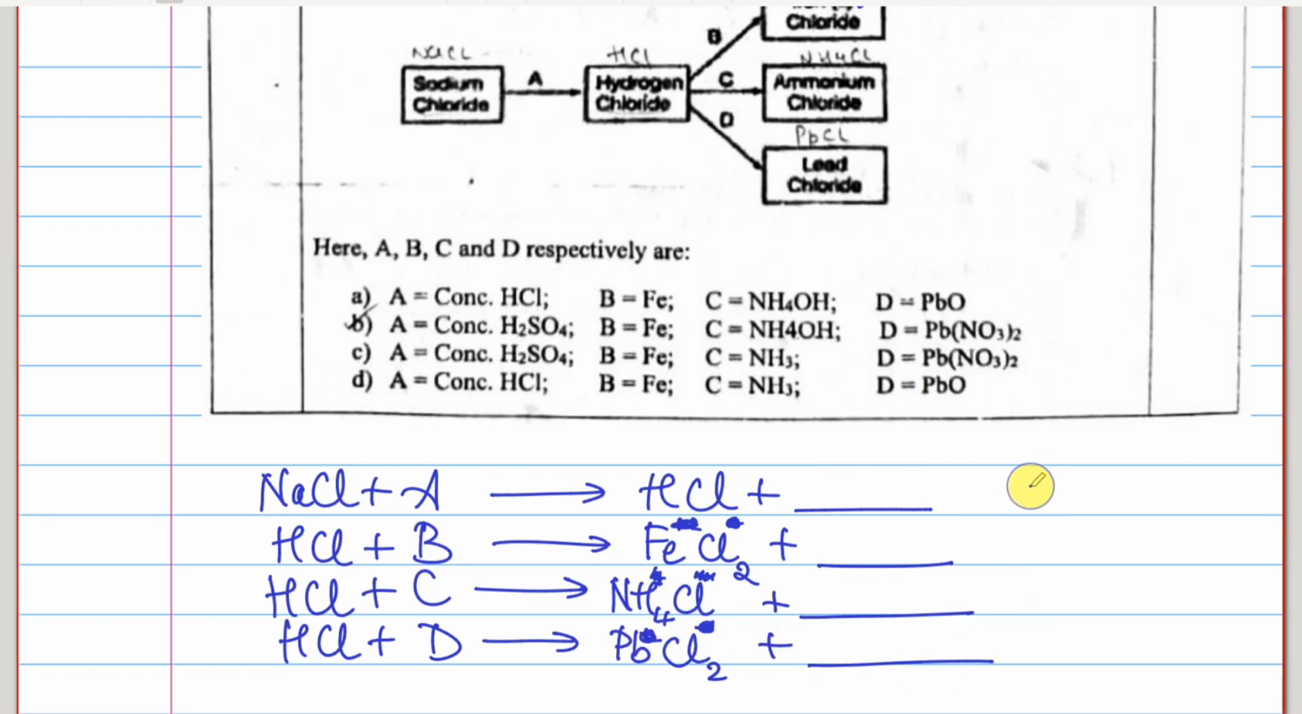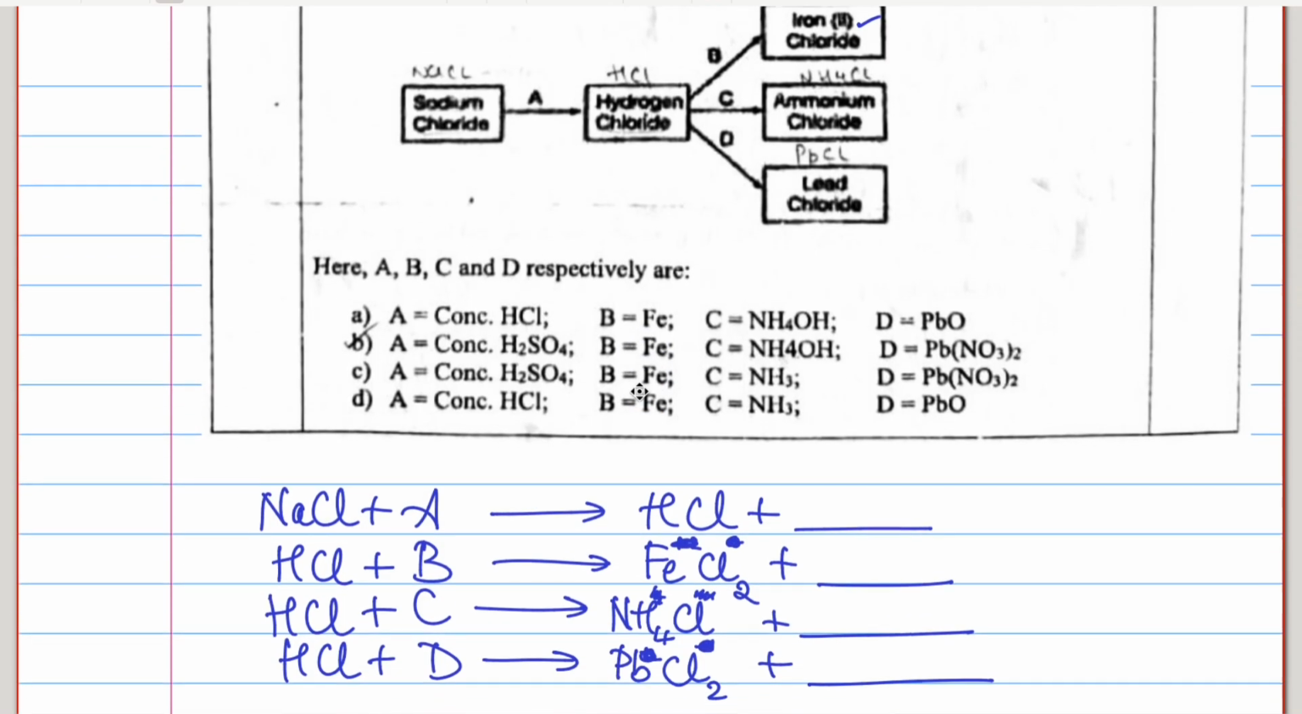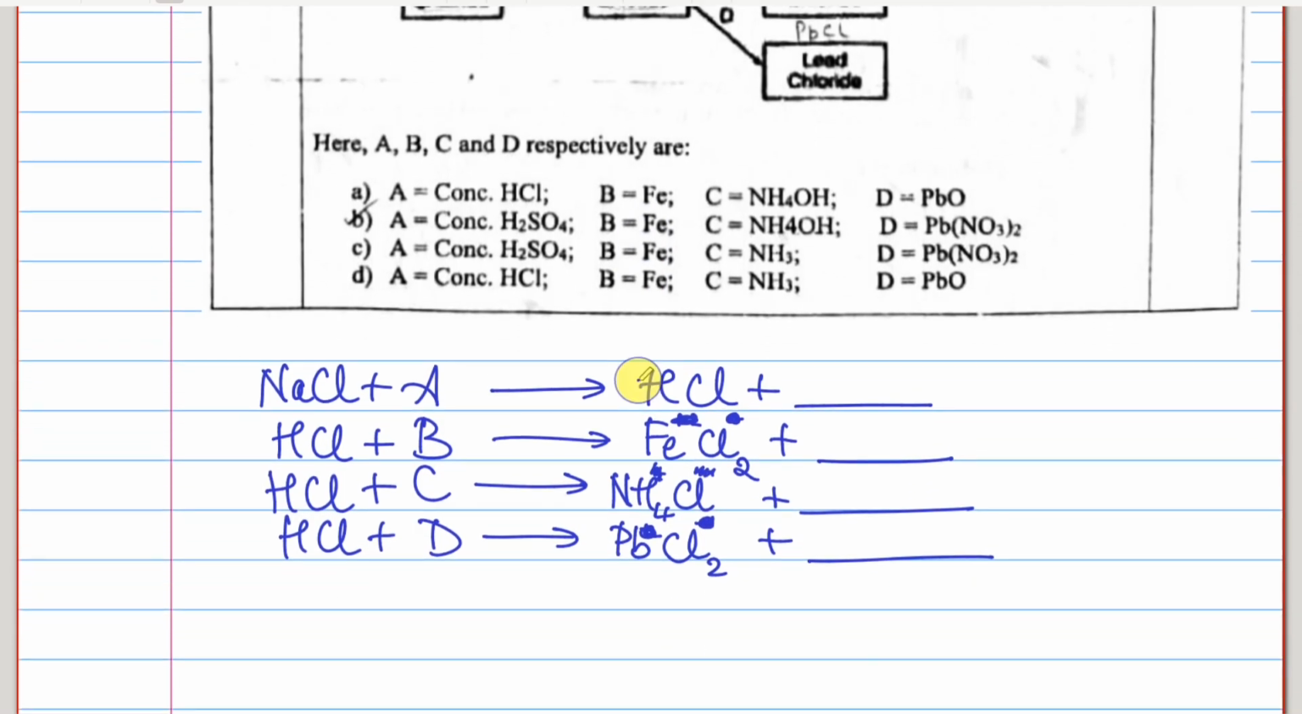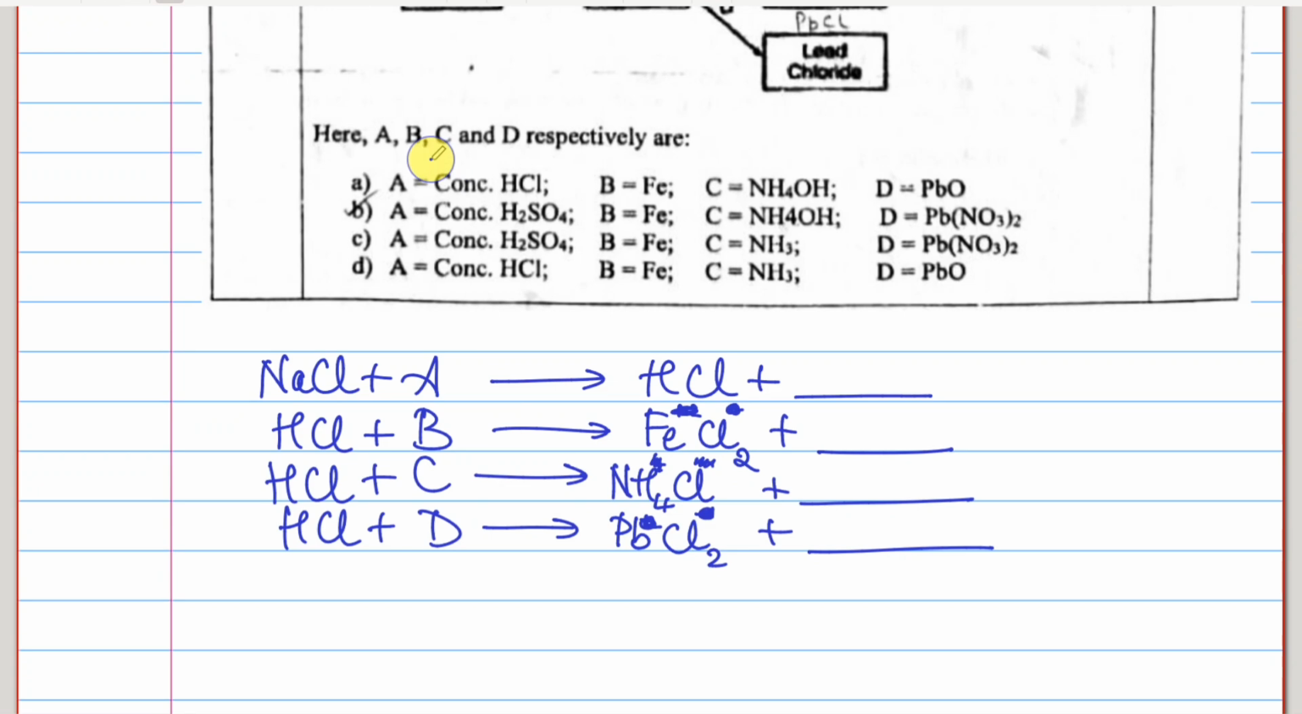There might be many products being formed. We don't know whether a single or multiple products are being formed. So let us look at the options given to us. The first option here given to us is, when we compare, we have just two choices for A. It might either be HCl or it might be H2SO4.